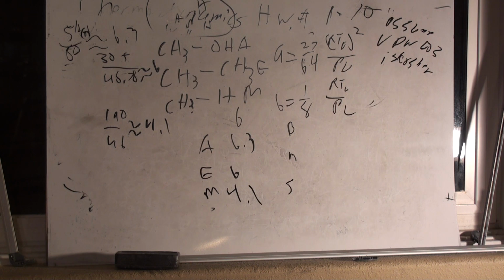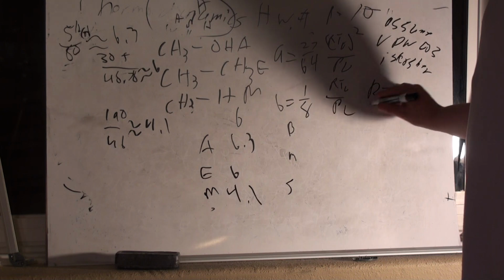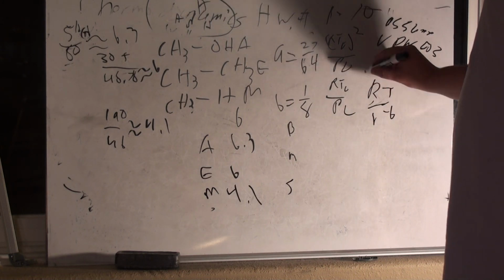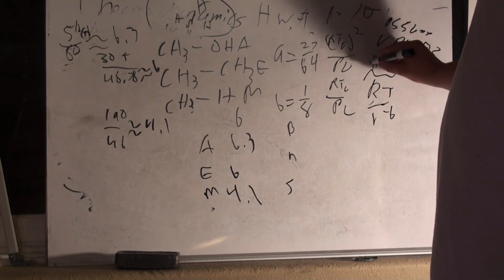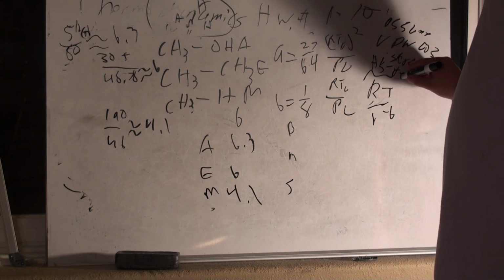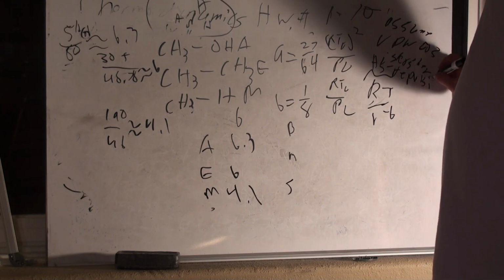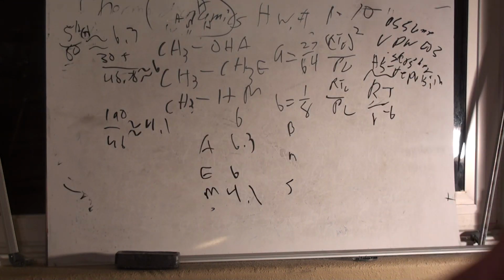Now, we're looking at this from a molecular perspective, but we have to remember what A and B represent. So what does B represent? B represents the excluded volume. Because remember, in van der Waals, it's RT over V minus B. And this, as a whole, is the hard sphere repulsion term.